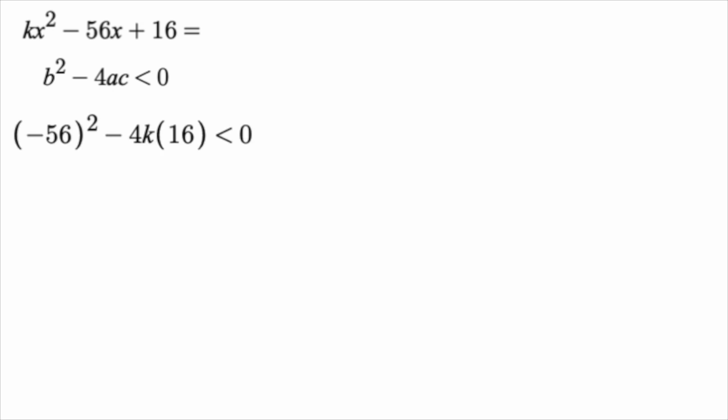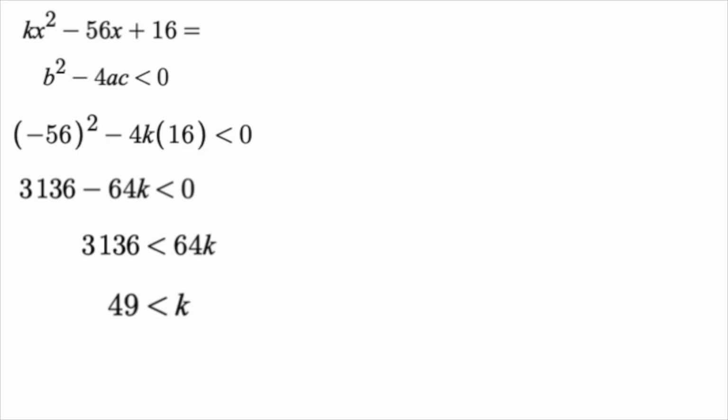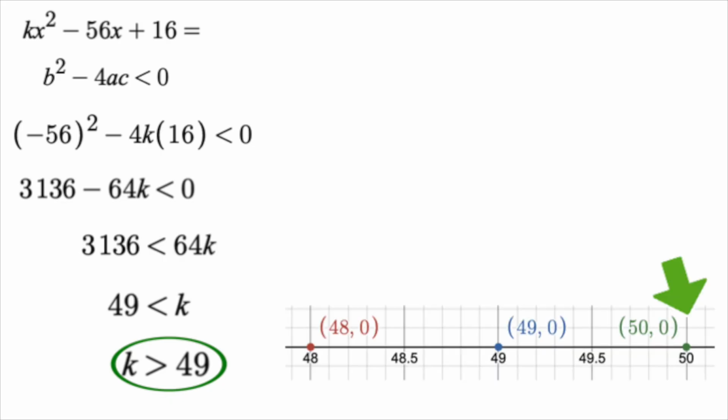I get negative 56 squared minus 4 times k times 16 is less than 0. That gives us 3,136 minus 64k is less than 0. Plus 64k on the left side, plus 64k on the right side leaves us with 3,136 is less than 64k. Divide by 64 on each side to get 49 is less than k. In other words, k is greater than 49. The first integer greater than 49 is 50, so that's our answer.